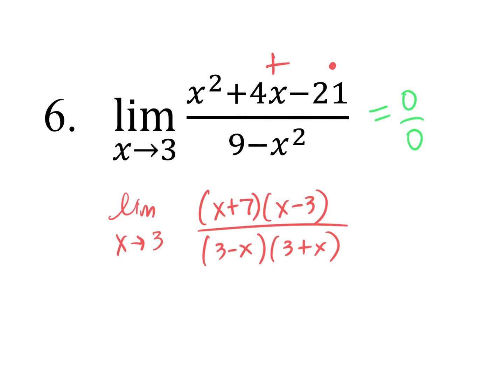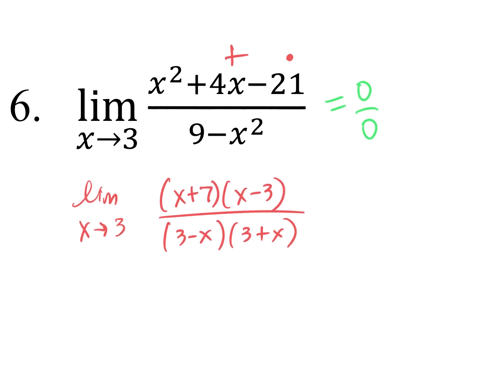And then you're like, wait, I want to cancel something out. But do these cancel? Are these the exact same thing? No, they're not, right? Isn't this a negative 3 and that's a positive 3? And then that's a positive x and that's a negative x. So we can't cancel them. Could I do something to change one of them?